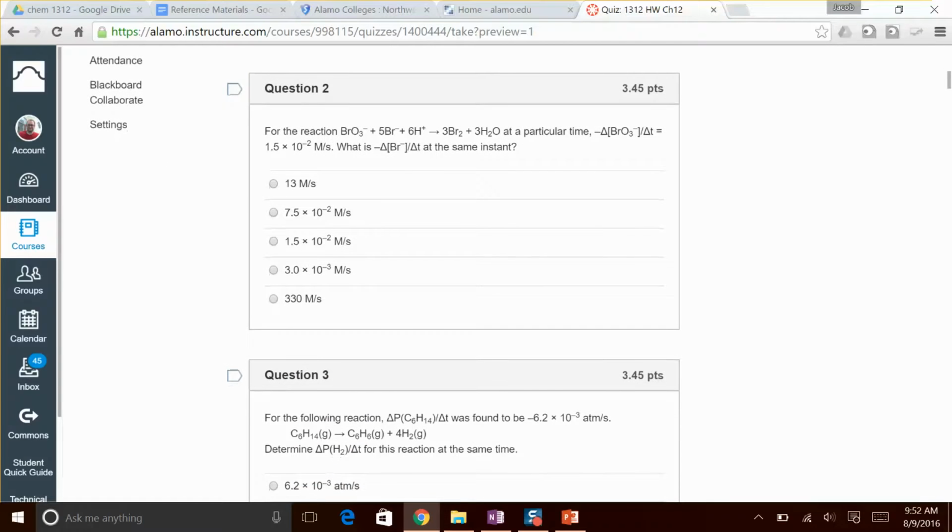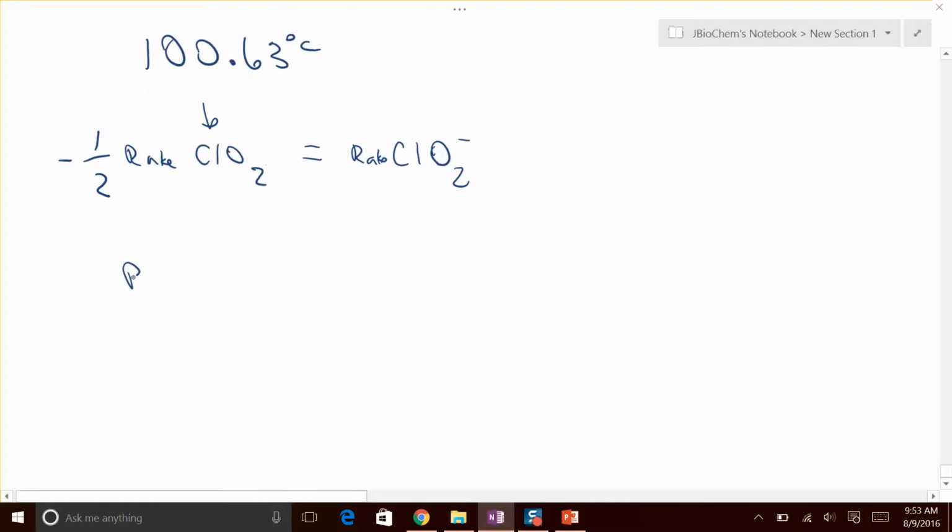It's going to be the same way. So here, for this reaction at a particular time, what is the change in the Br minus? What is the change in the rate? Okay, yeah, so you see how they're writing this, the change in the BrO3 minus over the change in time? All that means is rate. So you can simplify that term to be the rate of BrO3 minus. This is negative because it's a reactant.